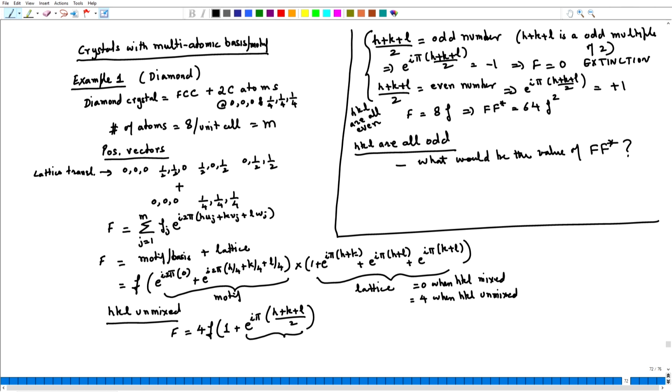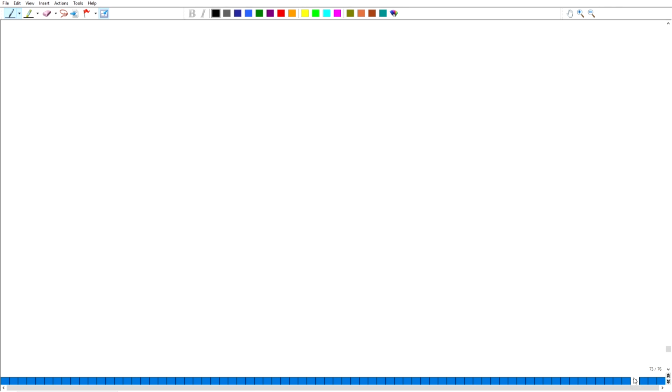Now, let me generalize what I have done here. In general, we can break the structure factor into two components, as I had said, a motif and a lattice. So, let us say that my lattice point coordinates in the unit cell are given by uj, vj, wj, where j goes from 1 to m. So, if it is a primitive unit cell, then there will be only one lattice point. If it is a body centered cell or an end centered cell, there will be 2 lattice points, and if it is a face centered cell, it is going to be 4 lattice points. So, m will be 1, 2, or it could be 4.